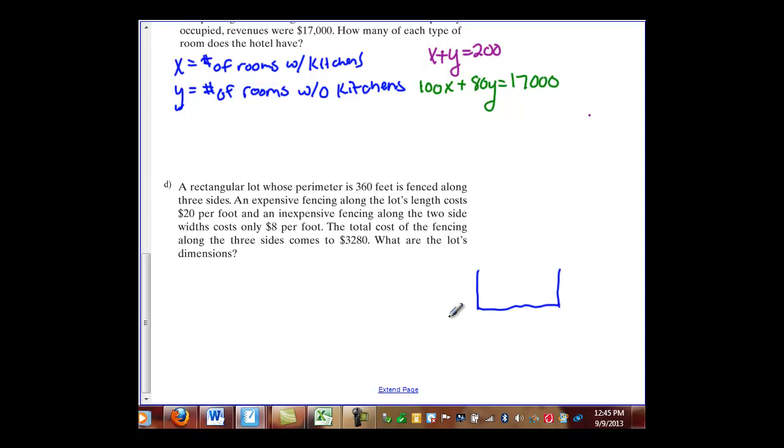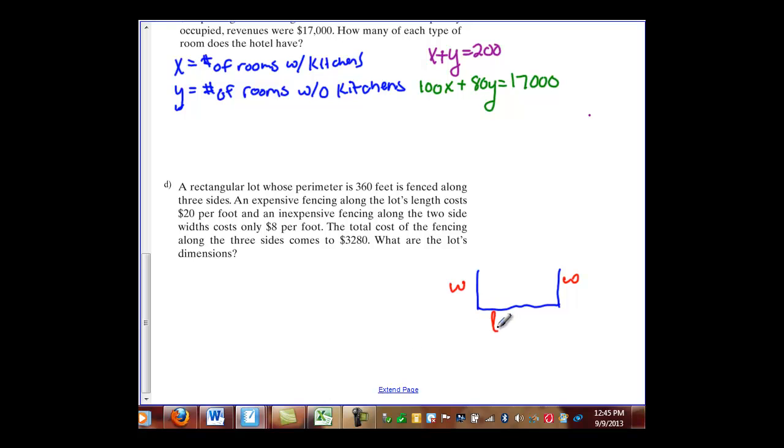All right, did you draw a three-sided picture? All right, so we have a rectangular lot whose perimeter is 360. We won't write it yet. We'll read the whole problem. 360 feet. It's fenced along three sides. And expensive fencing along the lot's length costs $20 per foot. And inexpensive fencing along the two side widths only costs $8 per foot. The total cost of the fencing along the three sides comes to $3,280. So it's telling us that we have two shorter sides, the widths, that are $8 a foot. And then we have a length, but we only have one length. Did you guys catch that?